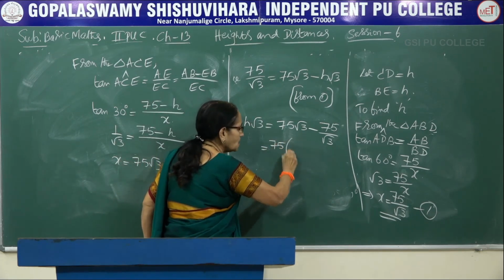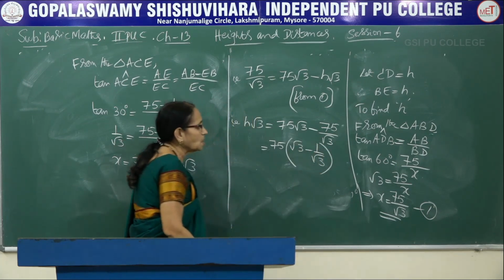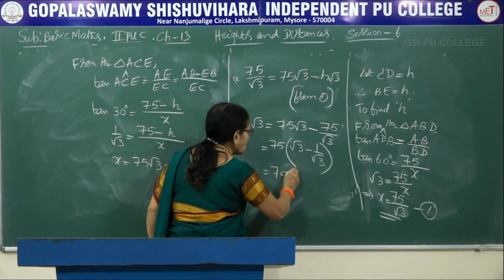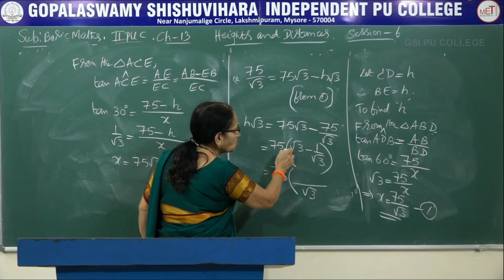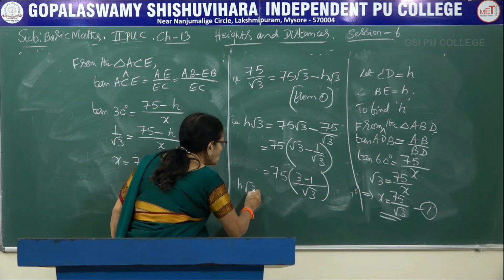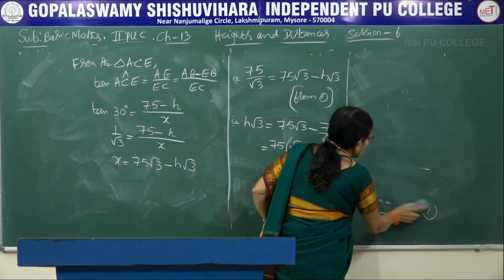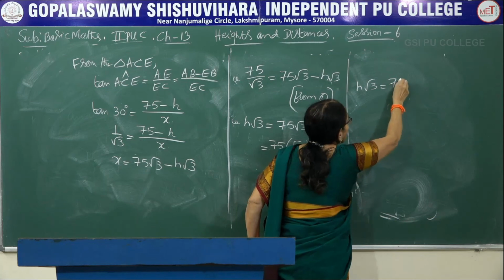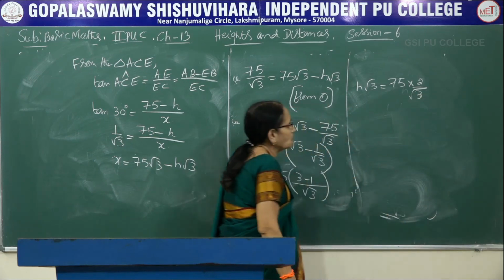Now take the common factor. Don't take the LCM as it is. Whenever there is a common factor, better you take that outside, so that the remaining calculation would be easier. Now do the arithmetical calculation, for which the LCM should be taken. LCM is root 3. Root 3 into root 3 is 3, minus 1. So we have here H into root 3 would be equal to 75 into 2 divided by root 3.